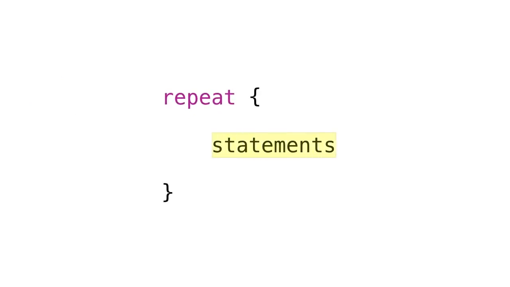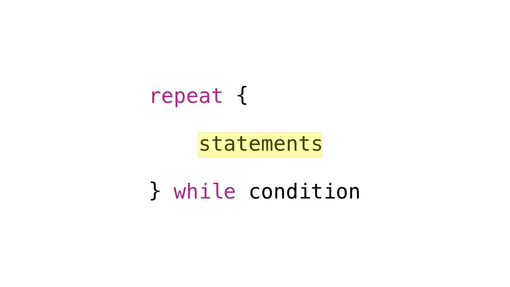Now, along with the while loop, there's a counterpart called repeat while. The syntax for a repeat while loop looks like this. We start with a repeat keyword, then the body of the loop where we add our statements, and finally a while keyword at the bottom along with the condition. There's a difference between the two.